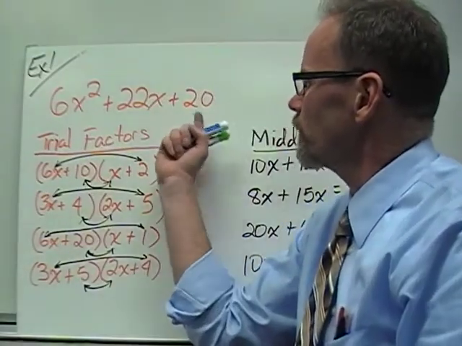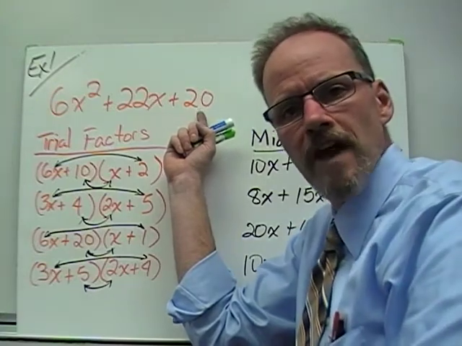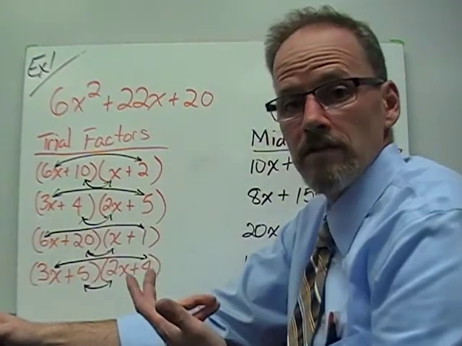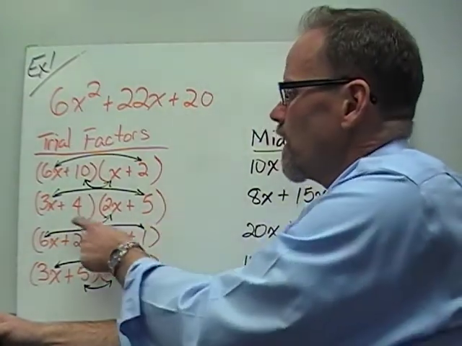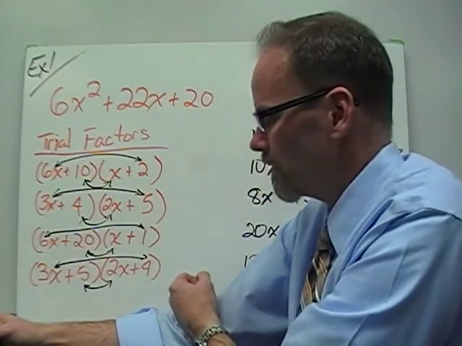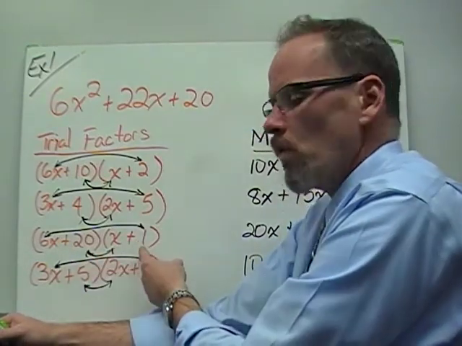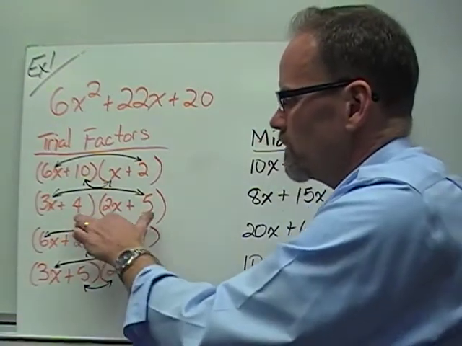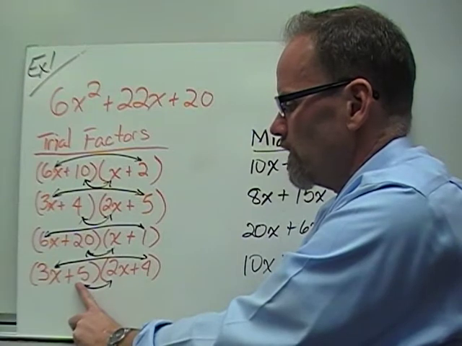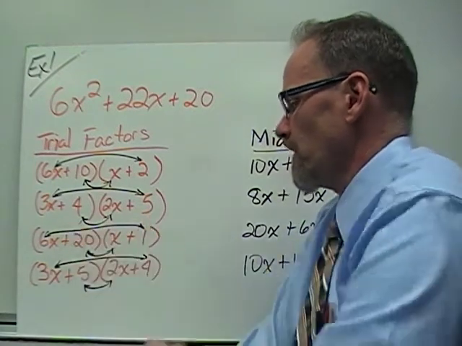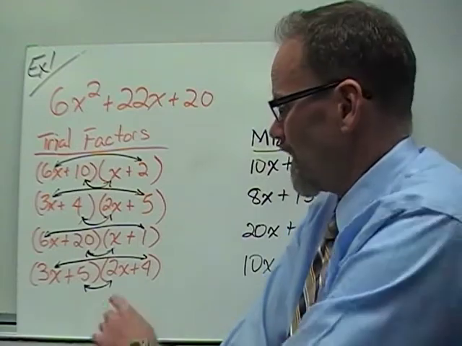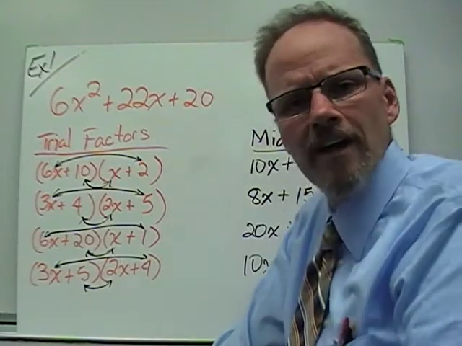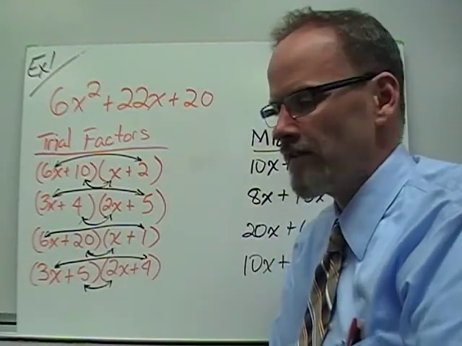I'm also thinking about some trial factors of 20. So 10 times 2 is 20. I'm thinking 4 times 5 will work. Also, 20 times 1, those are factors. And I took these two and turned them around, so I have 5 times 4 or 4 times 5. Either way that works out. I could have 1 times 20 and 2 times 10, but I ran out of room there. I think you get the point from that.